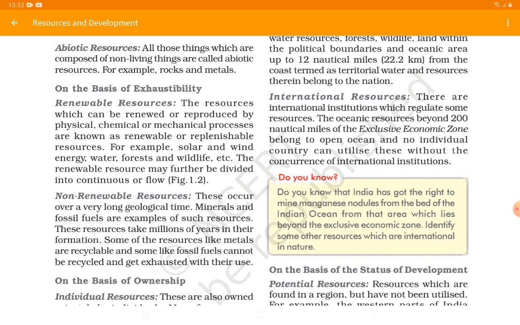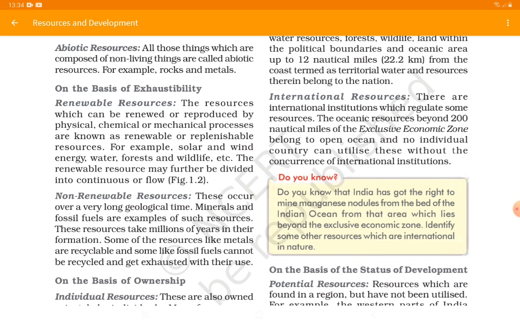Renewable resources, the resources which can be renewed or reproduced by physical, chemical or mechanical processes, are known as renewable or replenishable resources. For example, solar and wind energy, forest and wildlife. The renewable resources may further be divided into continuous or flow, which can be renewed or reproduced by some means like mechanical, chemical or physical processes.